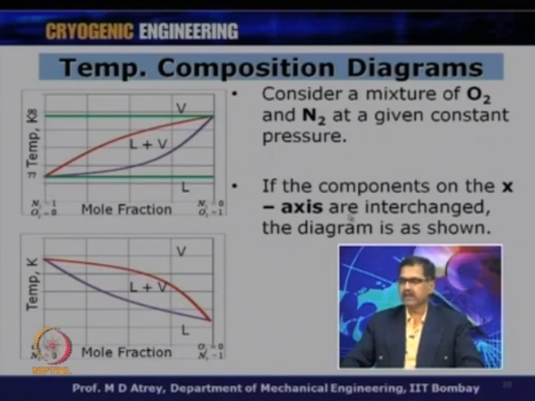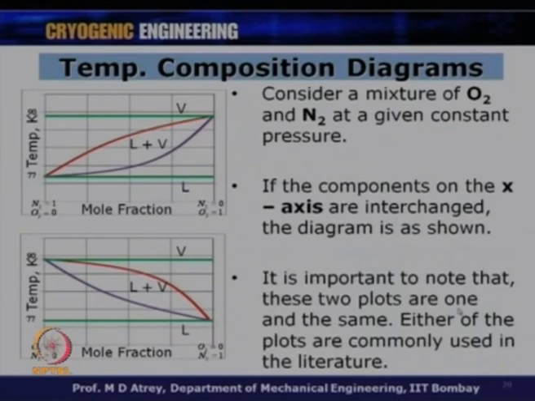So, if the components on the x axis are interchanged, the diagram would look like this. Everything remains the same, the whole theory remains the same. What is different is only that the axes are changed. So here we have 90 Kelvin at this point and 77 Kelvin at this point, instead of having it at this point. It is important to note these two plots are one and the same. Either of these plots is commonly used in literature, and you can find both types given in different reference books.